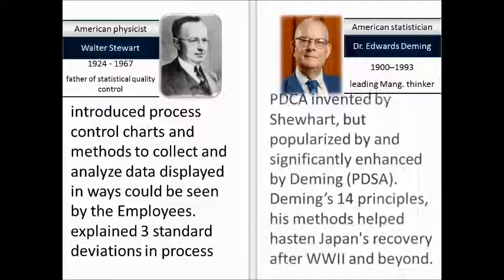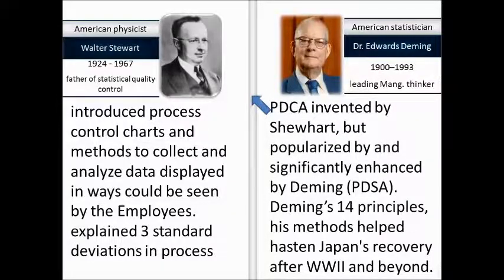He took the PDCA cycle of Shewhart and improved it into the PDSA cycle, which became more popular, and he put down the 14 principles. His methods were applied in Japan. After World War II, he went to Japan because the military would not focus on quality, and his activities helped Japan's recovery after the war.